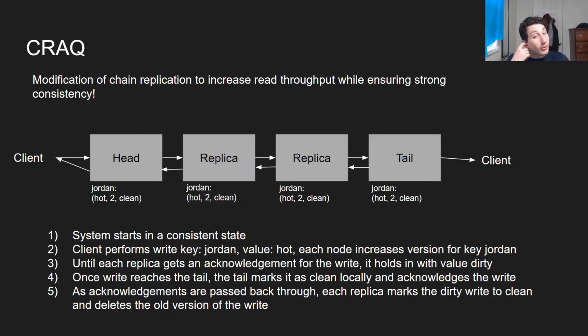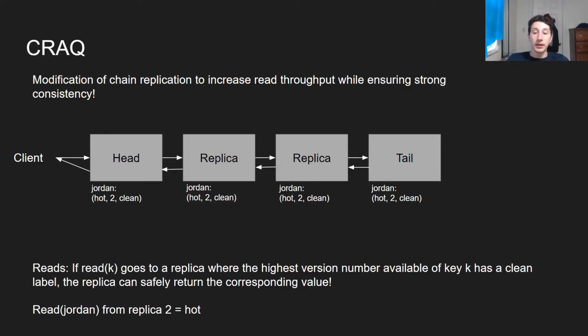So that all makes sense, but how do we actually do reads? How does this increase read throughput? Well, there are basically two possible scenarios. So imagine we're trying to read a key, and that's going to go to a replica where the highest version number available of the key is clean.